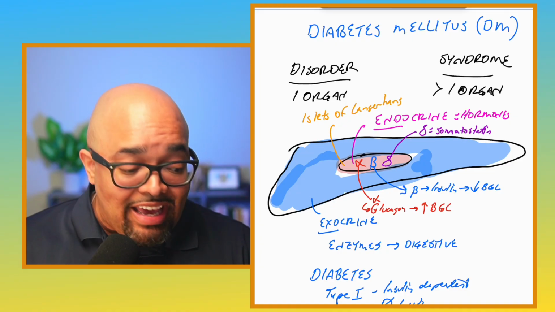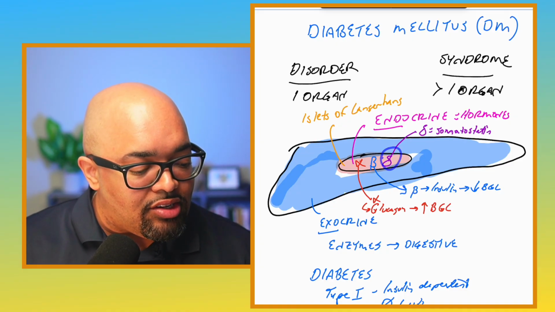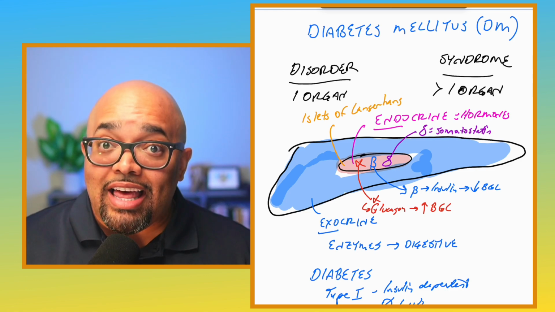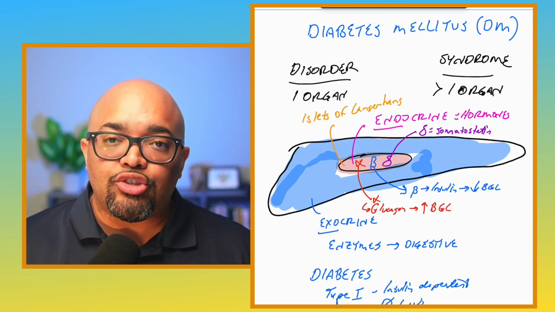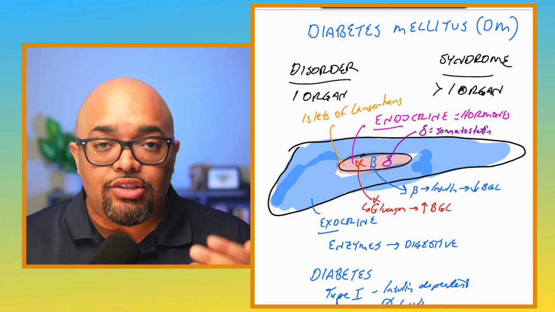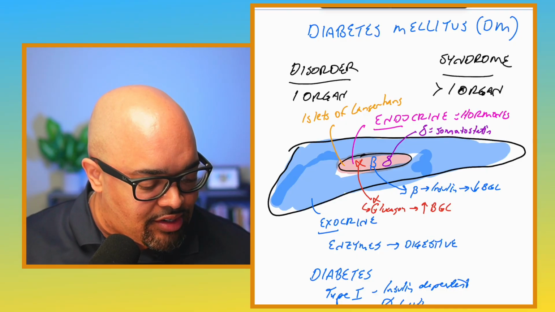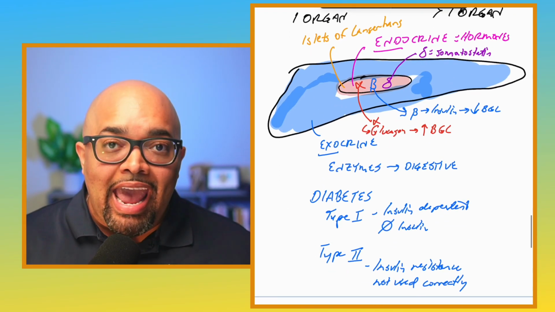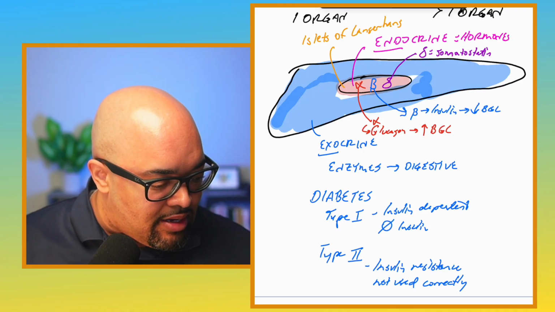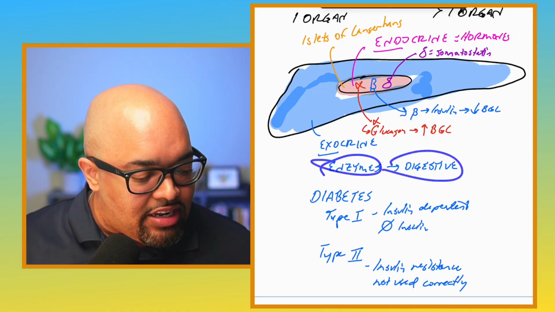Diabetes is a problem with insulin. And then delta cells make somatostatin. We talked about a drug that behaves like somatostatin. That drug is octreotide, which is used for, as one example, esophageal varices. The exocrine function of the pancreas makes enzymes that aid in digestion.